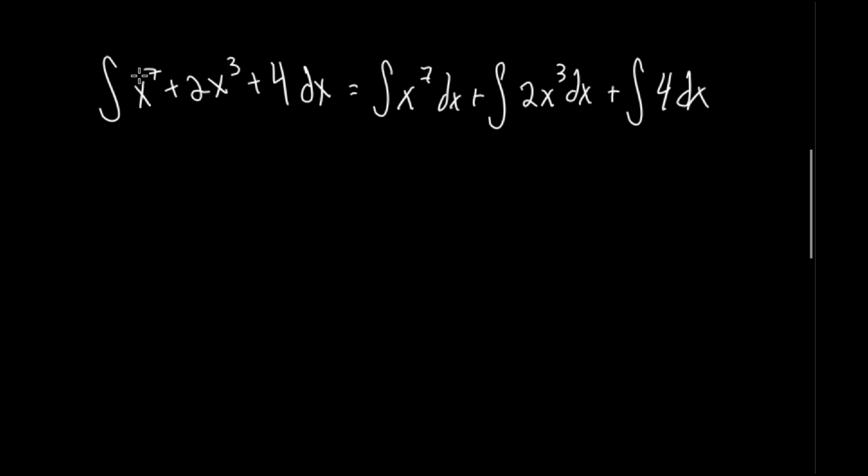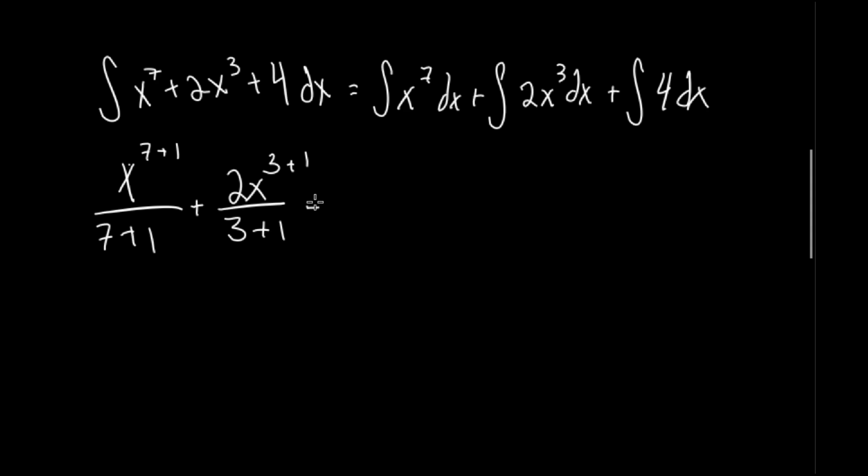So when we apply the anti-power rule to this first value, we get x to the 7 plus 1 over 7 plus 1. And then we do the same thing. So 2x cubed, we simply get x to the 3 plus 1 over 3 plus 1. And again here, plus 4.